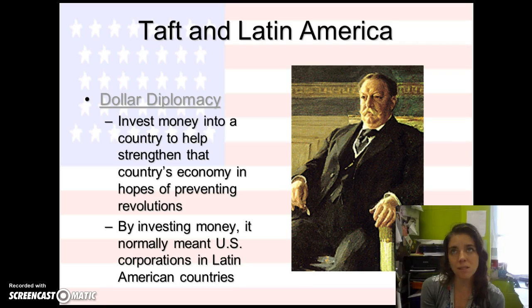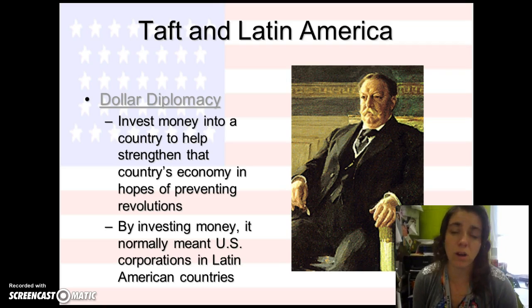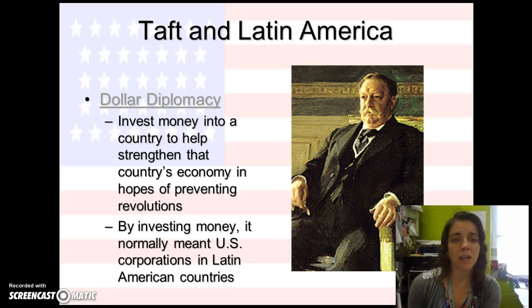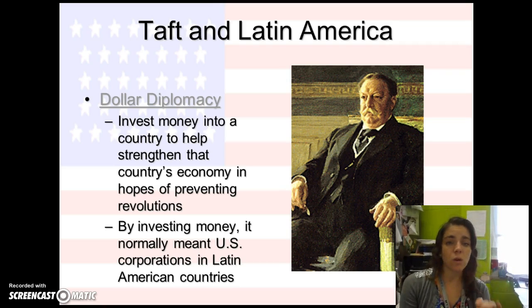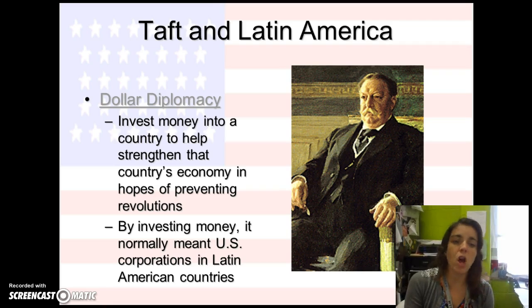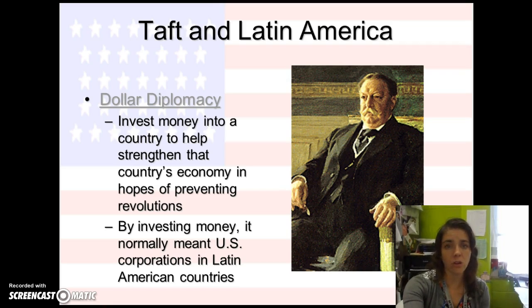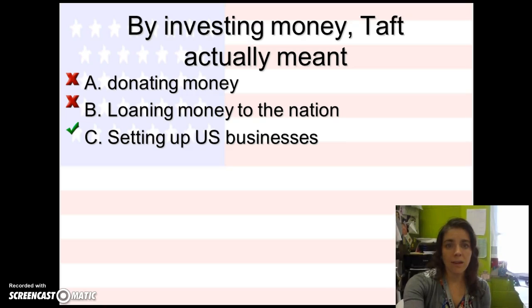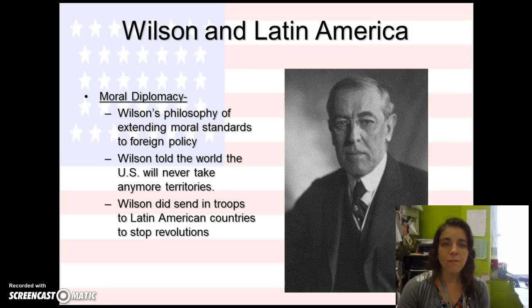So it's nice to think, if you think about what we talked about, what were examples of imperialism and what are non-examples, he's investing money in a country, he's putting U.S. businesses in there, which offers jobs to those countries, but that money is going back to the U.S. It's not really benefiting that country. So it's tying that country to the United States. So this is dollar diplomacy, and setting up U.S. businesses is what he meant by investing money. And then finally we come to Woodrow Wilson in Latin America.